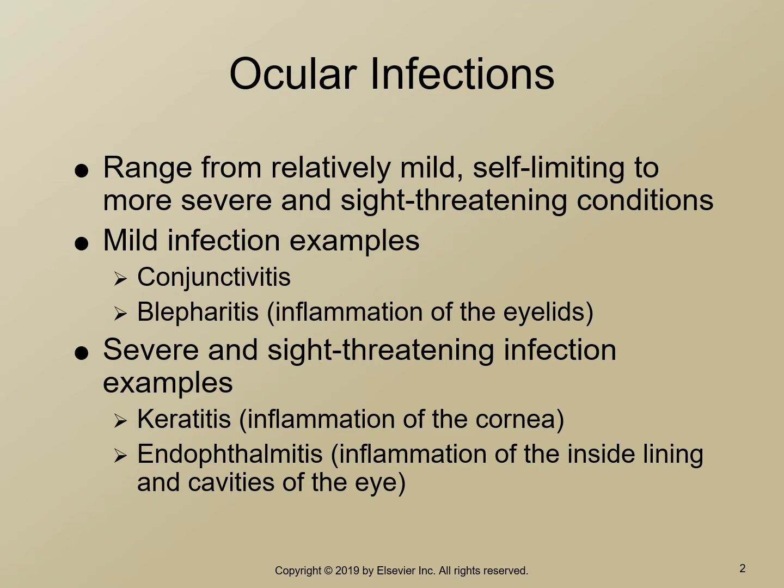inflamed. More severe infections that can threaten the sight of the patient include keratitis, which involves inflammation of the cornea, or endophthalmitis, which involves inflammation of the inside lining and cavities of the eye. The surrounding soft tissue, sclera, lacrimal system, and bony orbit are also subject to microbial invasion, and these can be infected by a variety of organisms such as bacteria, fungi, viruses, and protozoa, and they all play prominent roles in pathogenesis of ocular disease.